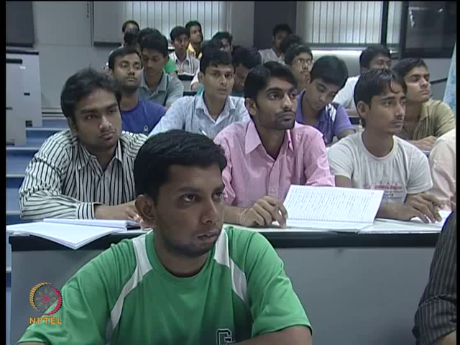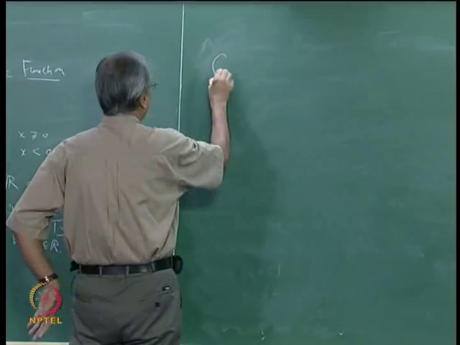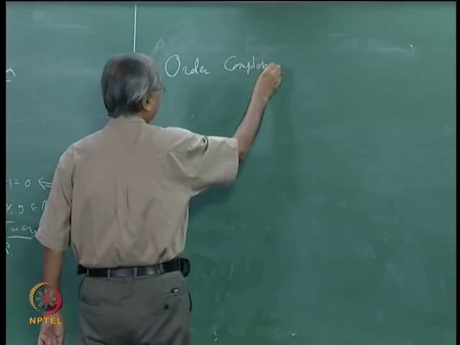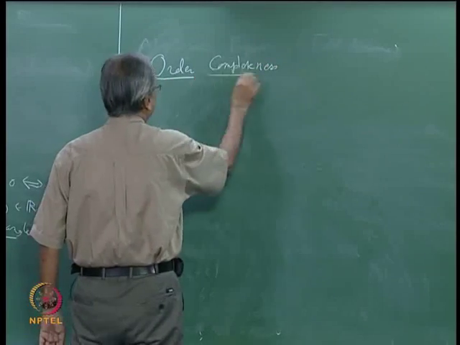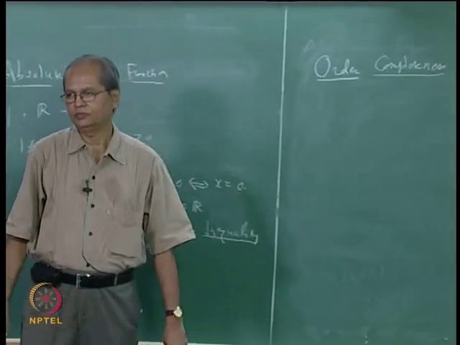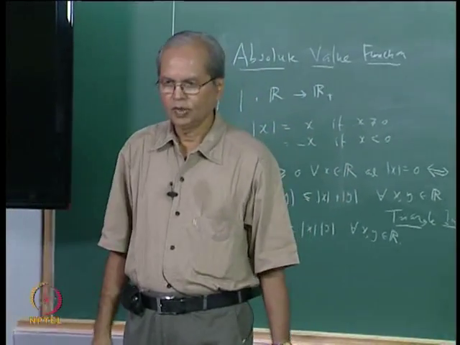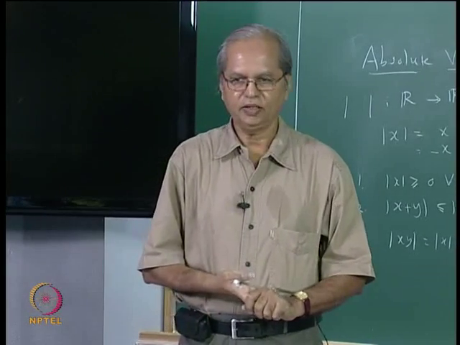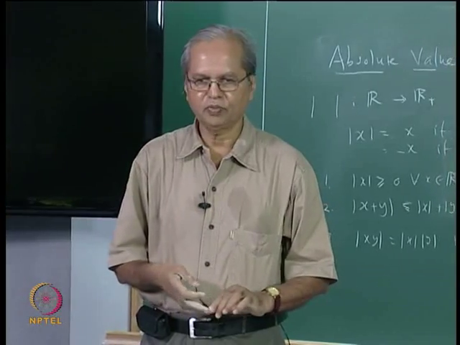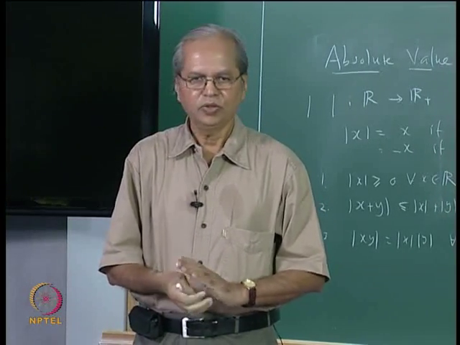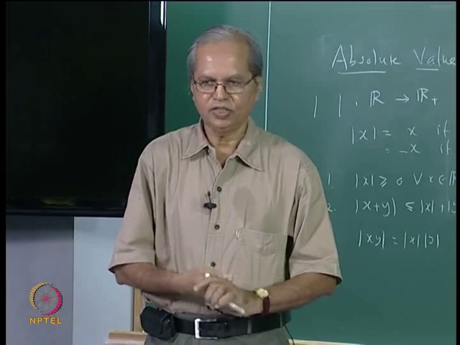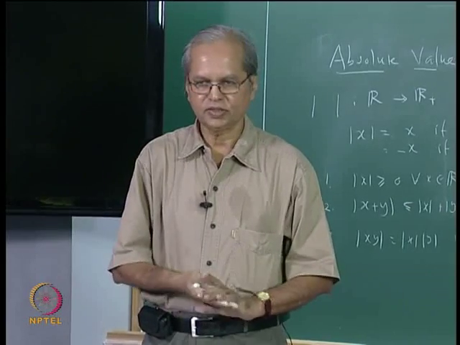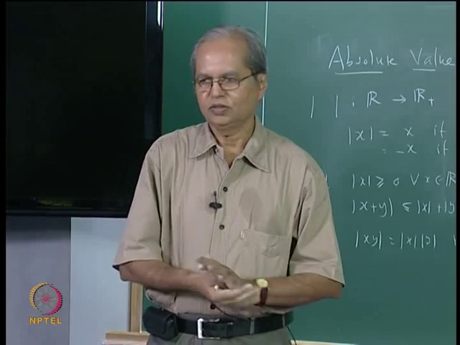Now let us go to this last property, namely the property of what is called order completeness. When we discussed partially ordered sets, we discussed what is meant by a set being bounded above, what is meant by upper bound, what is meant by least upper bound. But we did not say that every set which is bounded above has to have a least upper bound. It may or may not have a least upper bound in an arbitrary partially ordered set. Whenever that happens, that is called order complete.